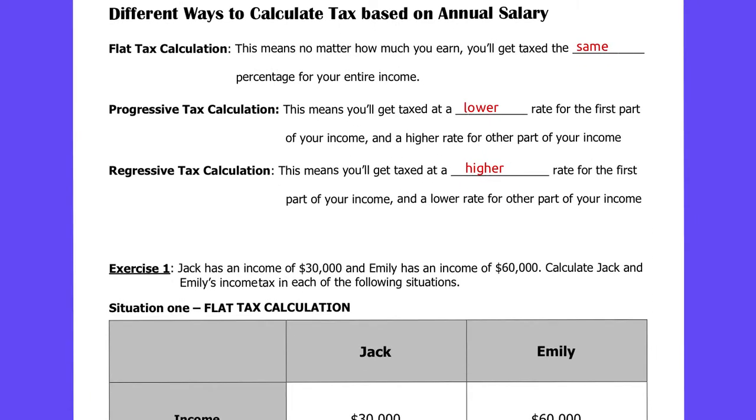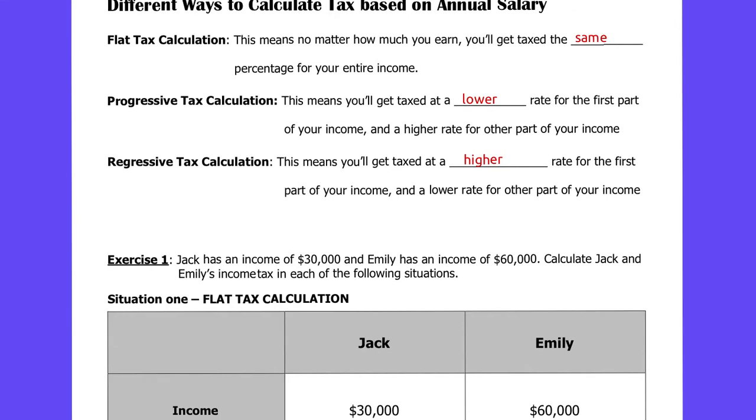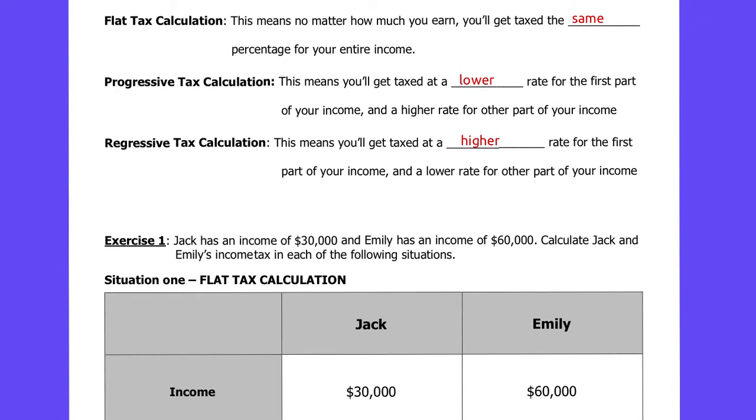We're going to go through a few examples here on different ways to calculate tax based on a given annual salary. We've got something called a flat tax calculation. This just means it's a flat rate, so it doesn't change. No matter how much you earn, you're taxed the same percentage on your whole income, your whole salary. The next one that we're going to look at is progressive tax calculation.